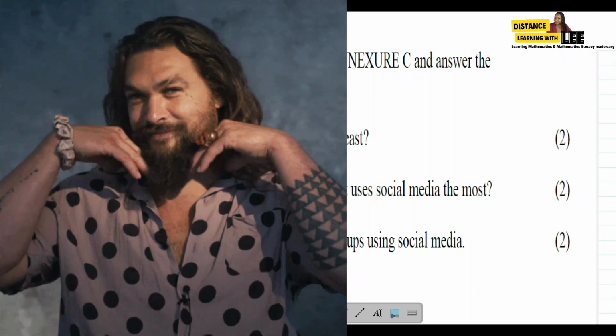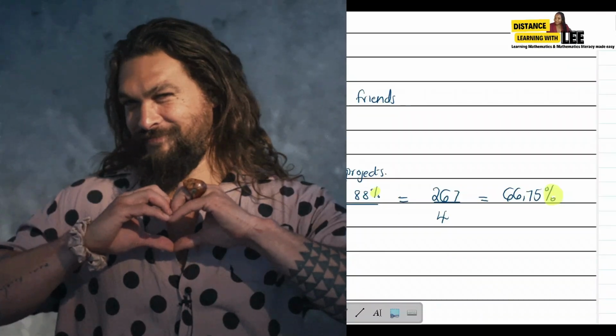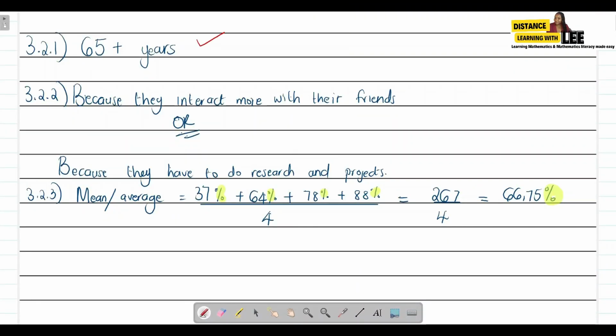So how will they mark this question? You will get 2 marks for saying 65 plus years. You will get 2 marks for a reasonable explanation as to why the percentage for the younger age bracket is the most. And for calculating your mean, you'll get 1 mark for summing up or knowing how you calculate your mean. Your mean is the sum of all the values divided by 4, and your final mark is for your final answer. So that is out of 2.